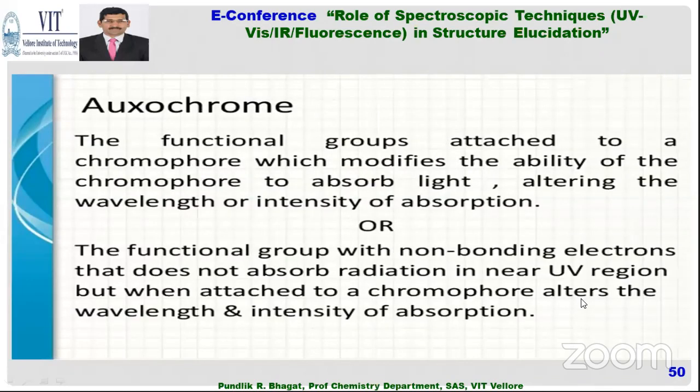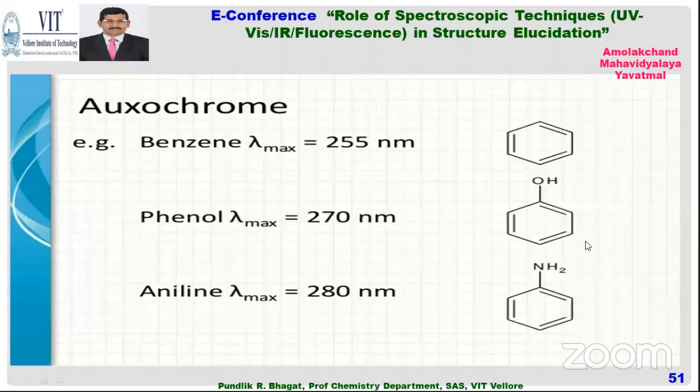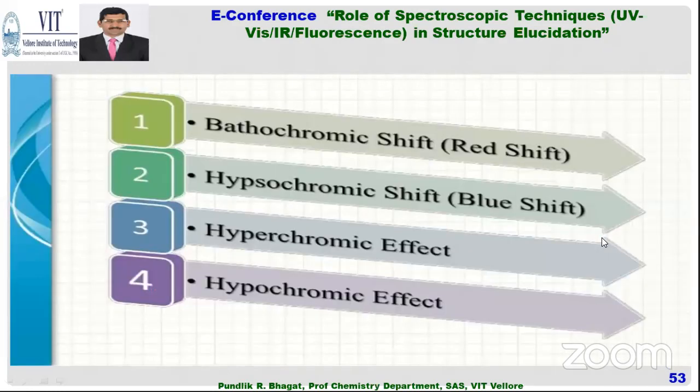Here, a group which increases the intensity of color of the molecule is called an auxochrome. For example, benzene is colorless, but phenol is colored, and aniline is also a colored compound. The phenol OH group and the NH2 group participate in conjugation. So this type of group, which enhances the intensity of the color, is called an auxochrome group. We can give many examples of auxochromes and chromophores.